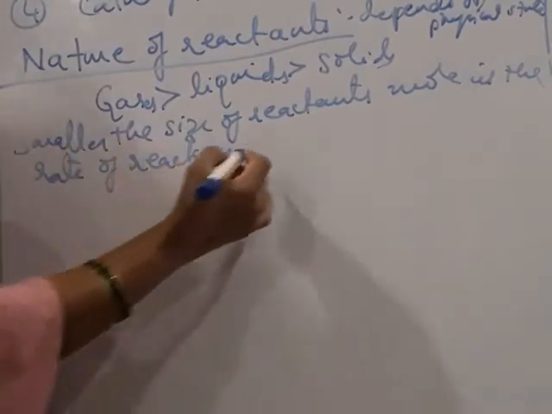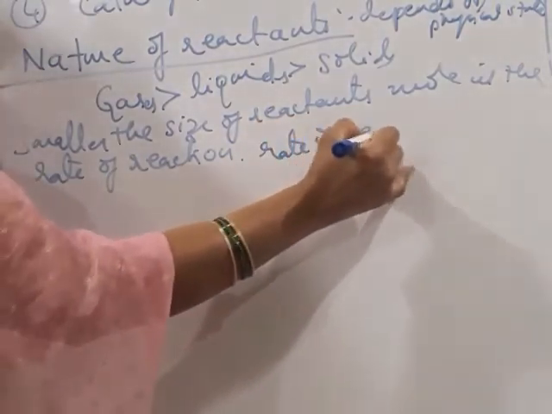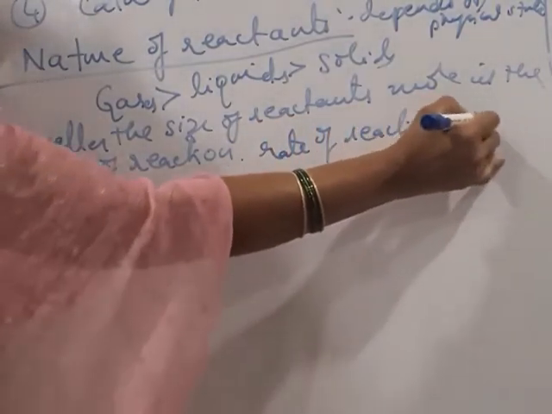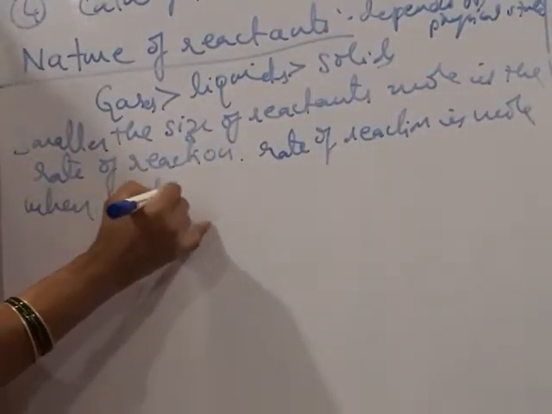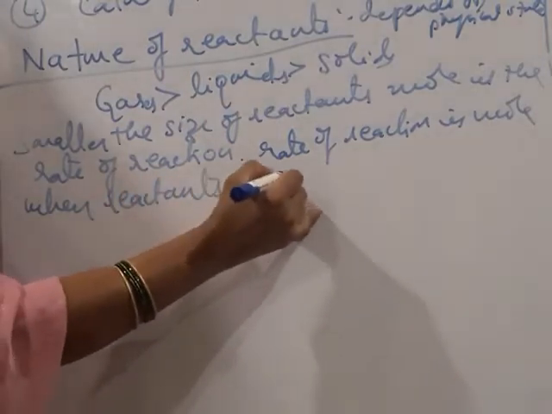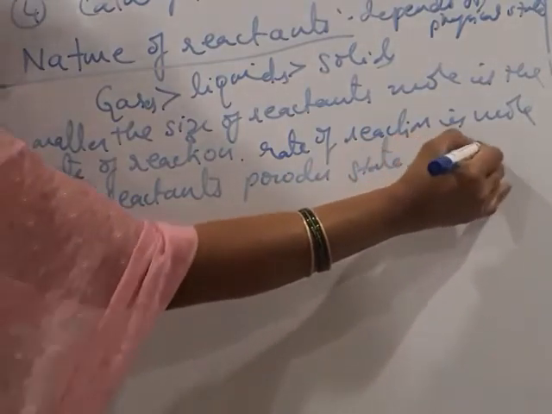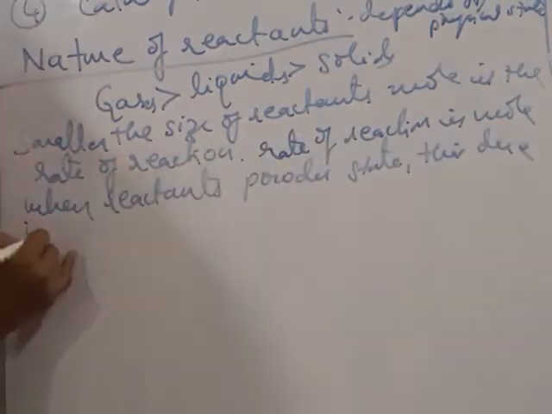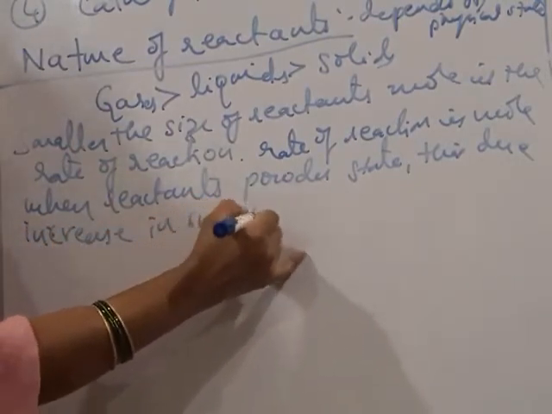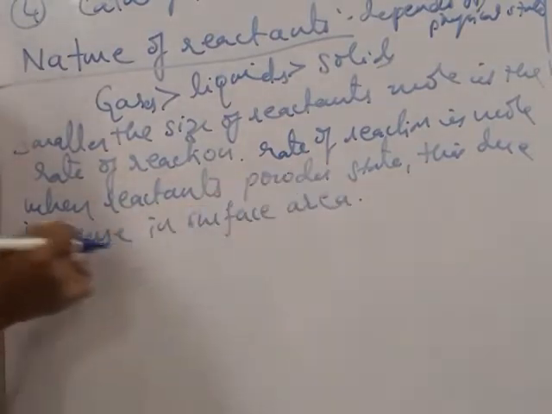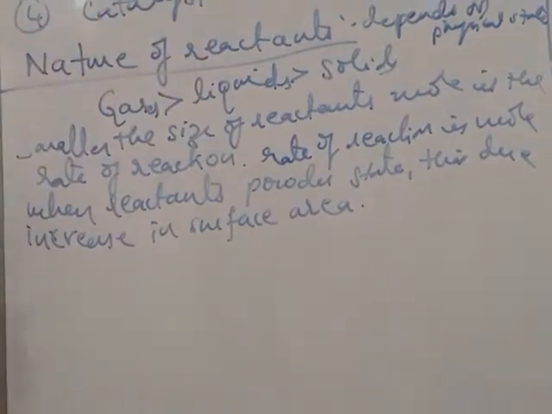Okay. So rate of reaction is more when reactants are in powder state. This is due to increase in surface area. Okay. Then coming to ionic reactants and covalent reactants.